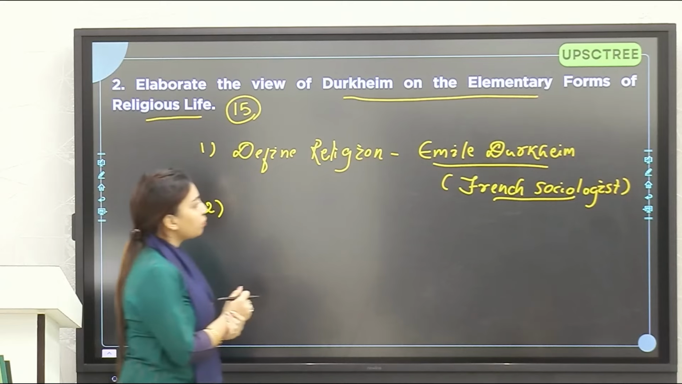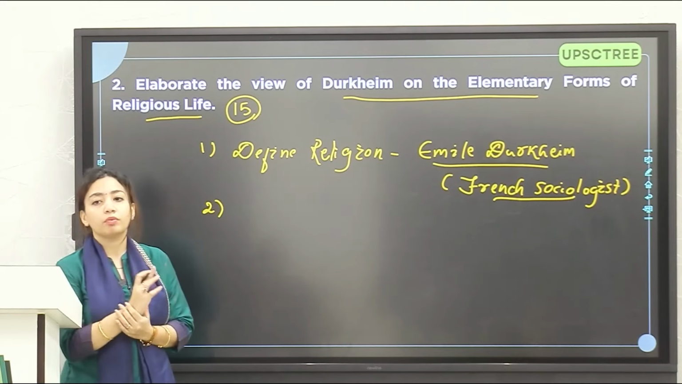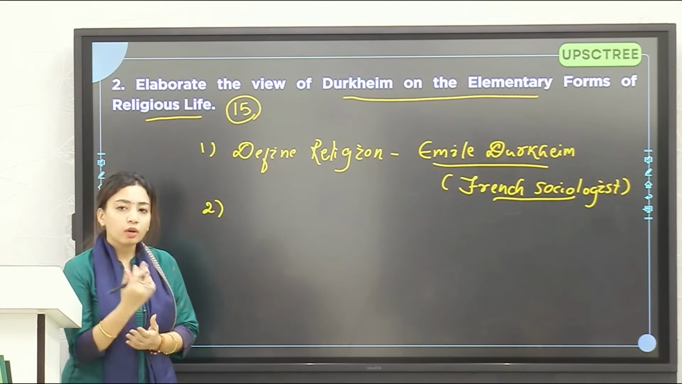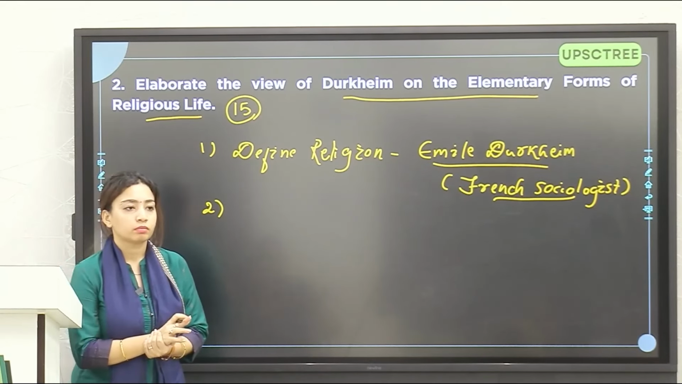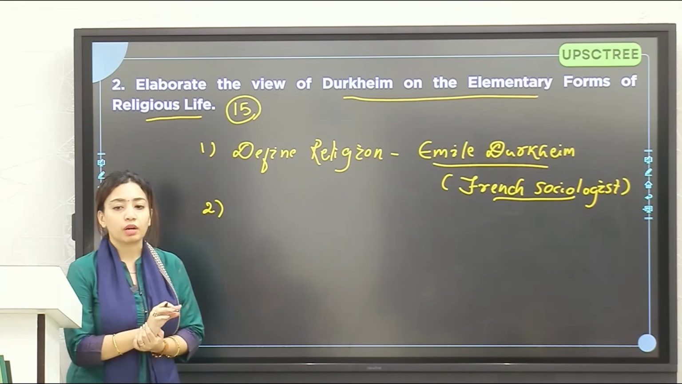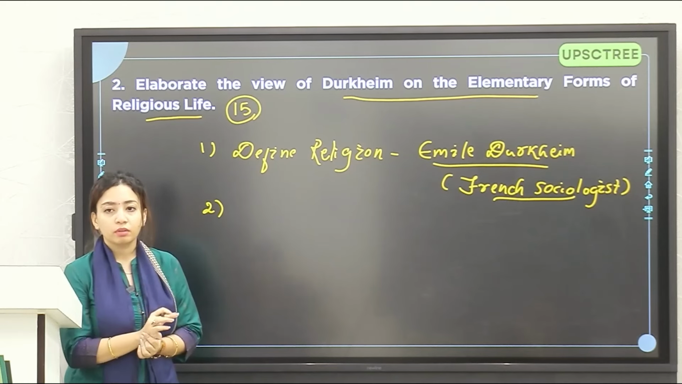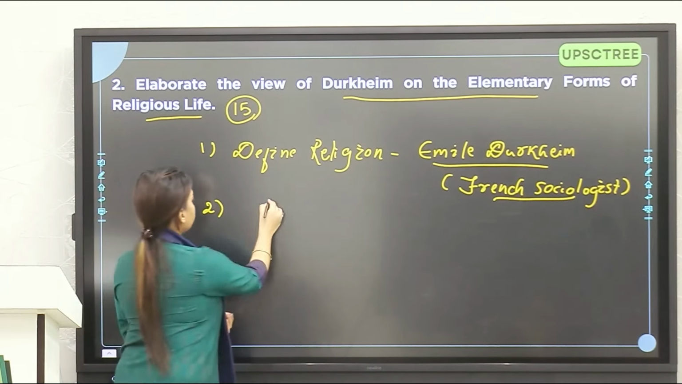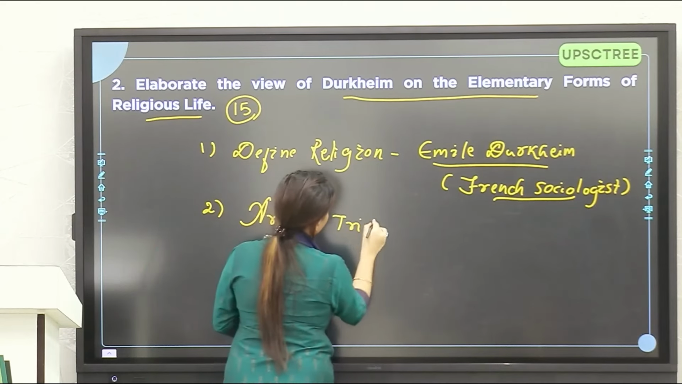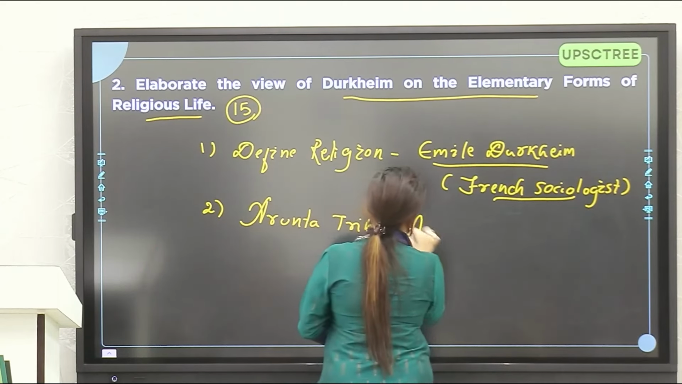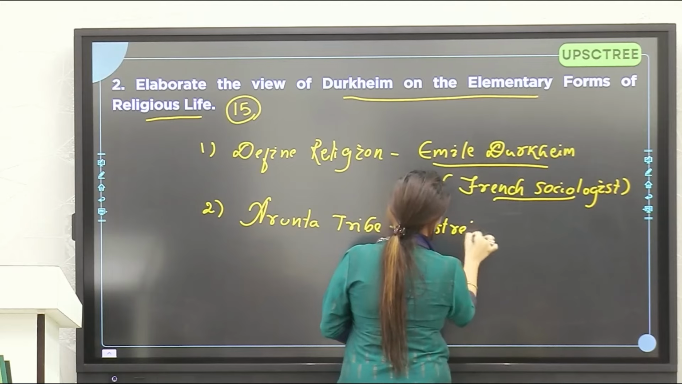Right. Firstly, tell me what was the aim of Durkheim? Why did he go for the study of religion? And which tribe did he study? Arunta tribe in? Very good. So write down these keywords, okay?